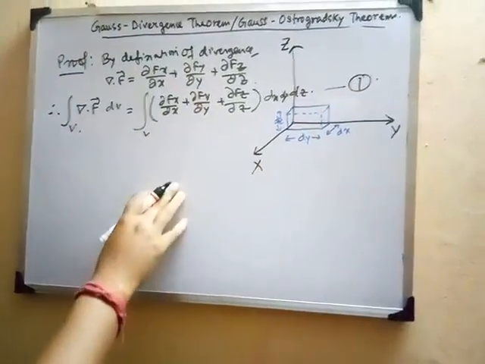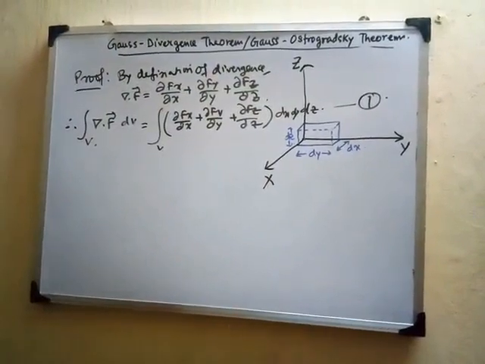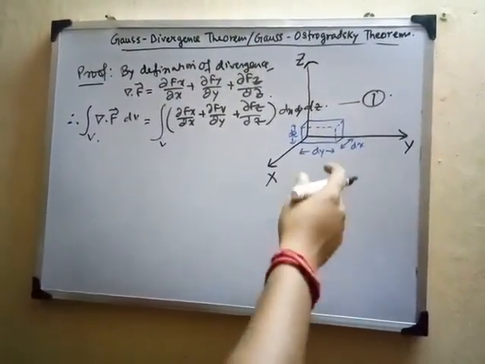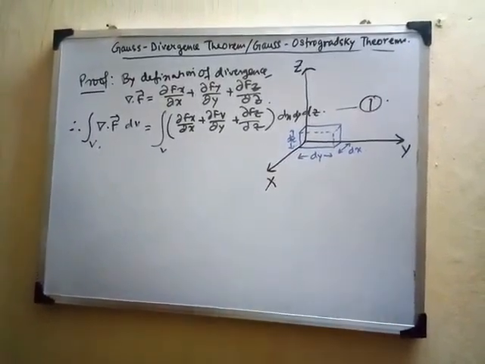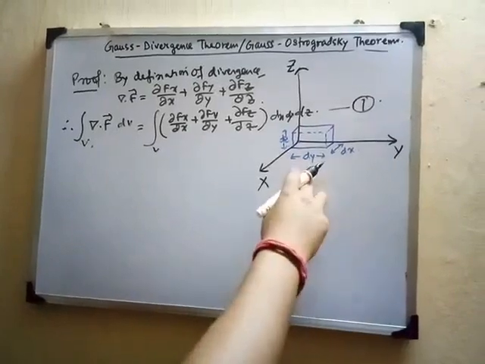So from now consider the elemental volume. As in the figure you can see that we have considered this volume as an elemental volume. There will be three different directions, the x direction, the y direction and the z direction.